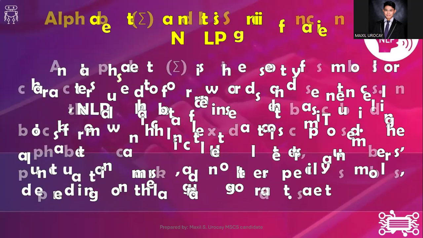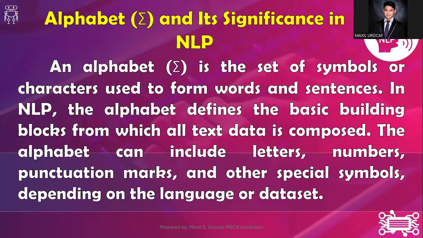So we have here the alphabet, which we've already known. This is denoted as sigma, a set of characters used to form words and sentences. In NLP, the alphabet defines the basic building blocks from which all text data is composed. The alphabet can include letters, numbers, punctuation marks, and other special symbols depending on the language or dataset. We've all known the alphabet from our automata.